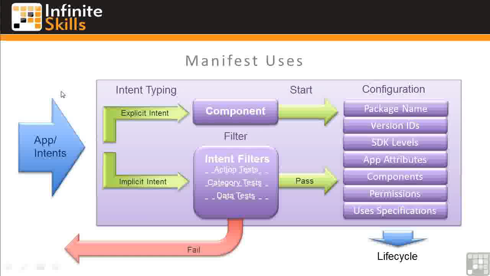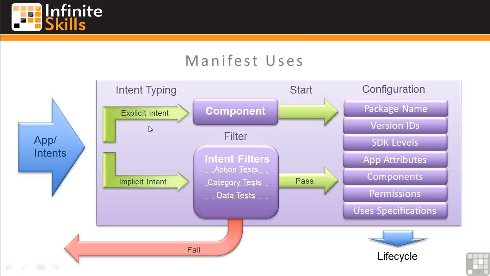The manifest is used by the Android system in conjunction with application intents. And we'll look at intents in detail in a coming lesson. For now, it's enough to understand that intents are used to start application components. And there are two types of intents, explicit and implicit.